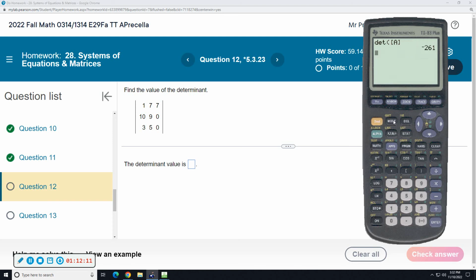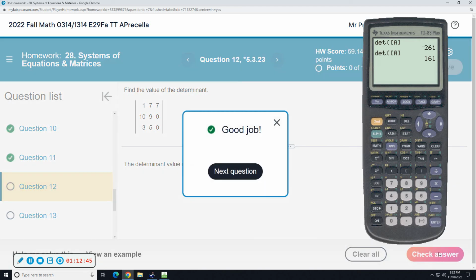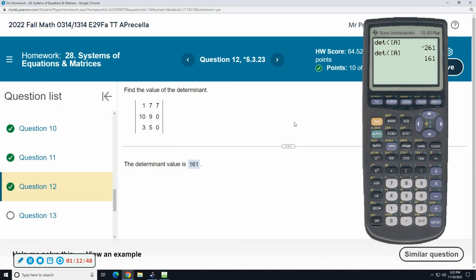Second, quit. I'll go back to matrix, second matrix. Move over to math, because you're going to find the determinant. And now you have to tell it which matrix to use. Matrix A. 161. If it says wrong, I punched in a wrong number. I forgot I didn't look at the matrix and make sure I didn't punch anything wrong. No. Okay, I didn't mess up.